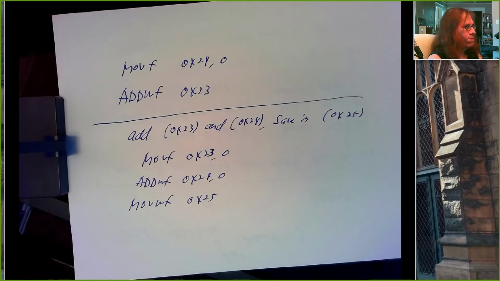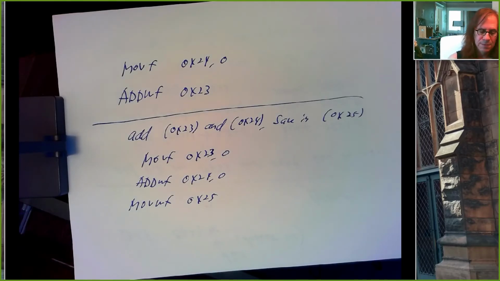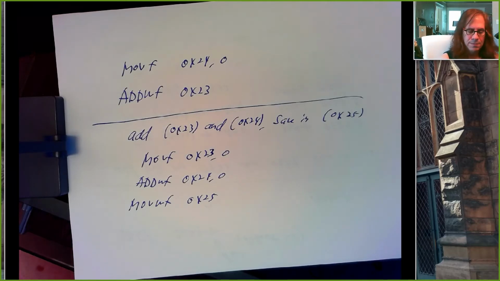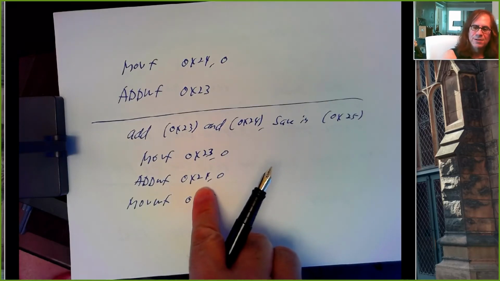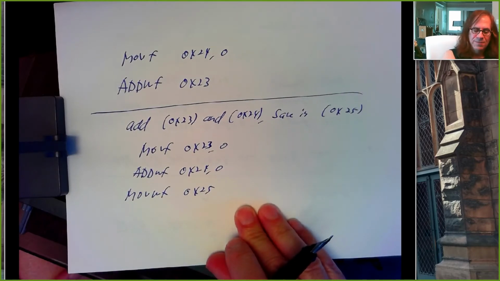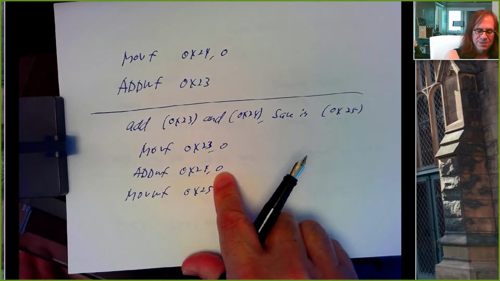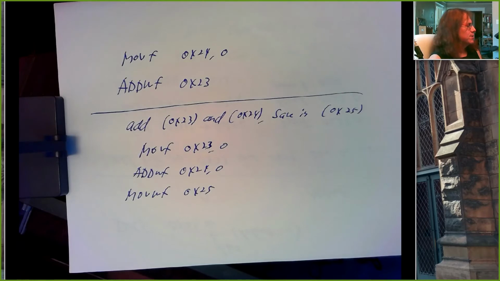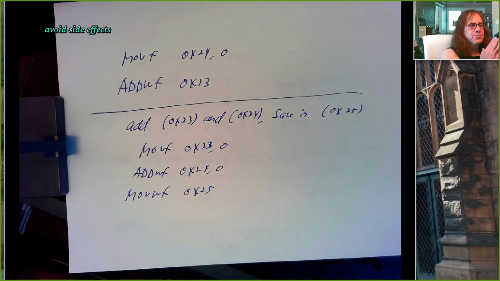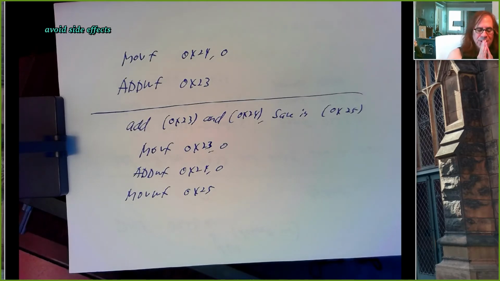Couldn't you also move 0x23 into a W register, add it to 0x24, and then just move 0x24 to 0x25? Or would that just be too many bits? You could, but that would be changing the value of 24 if you didn't use the W register here. Okay, so this is a good point to bring up. So that would be called a side effect, right?